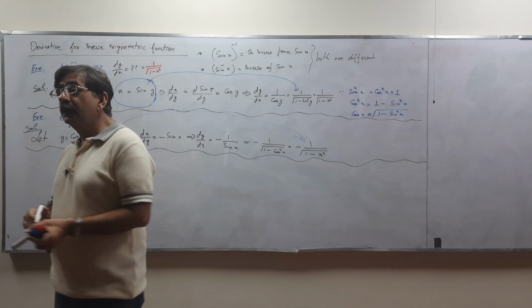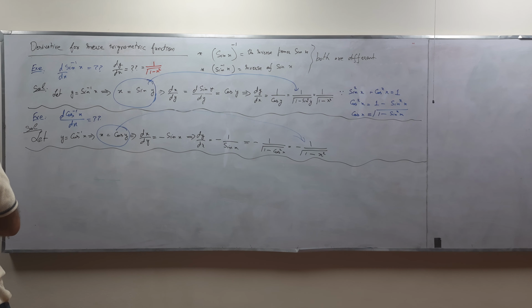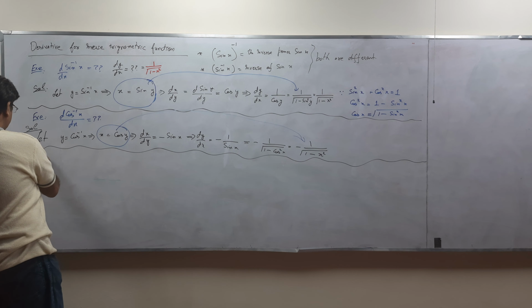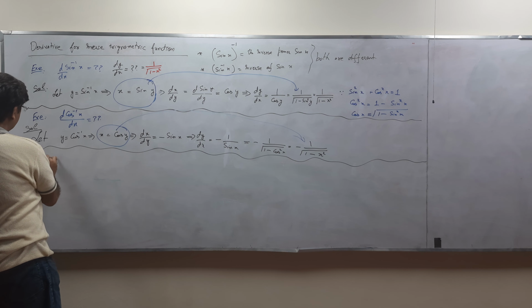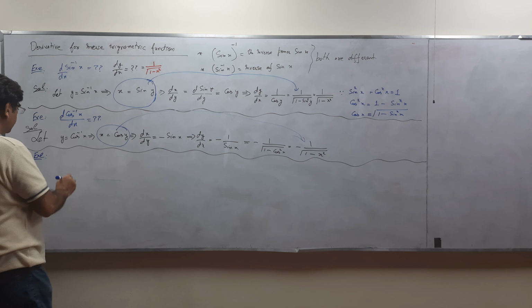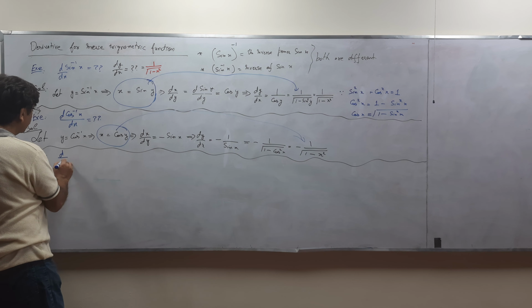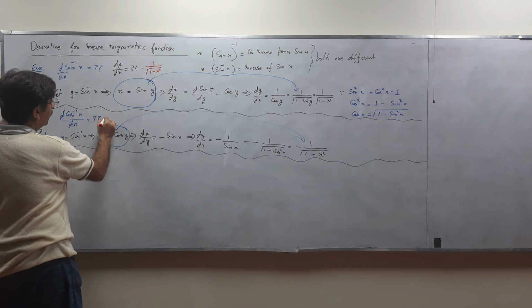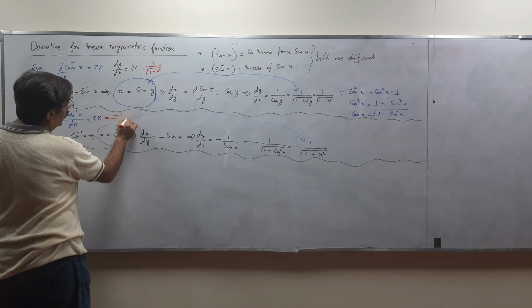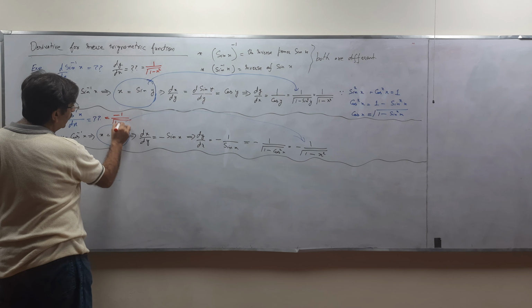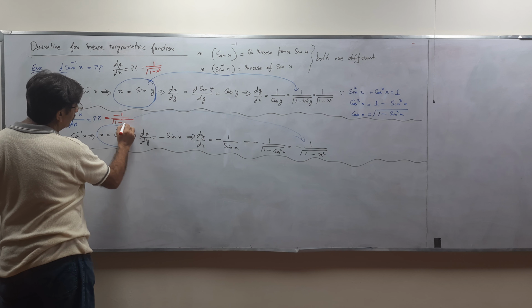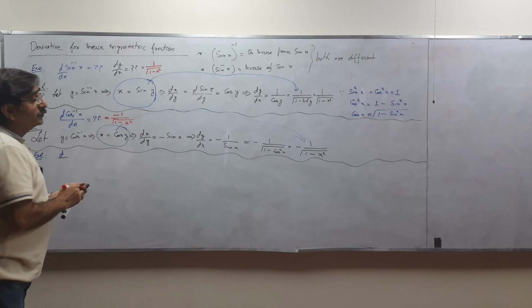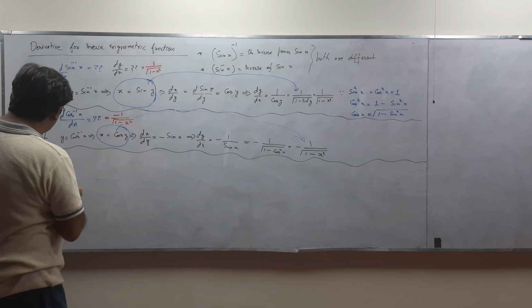Okay, and next exercise. I must write the answer. What is the answer? Minus 1 over the square root of 1 minus x square.